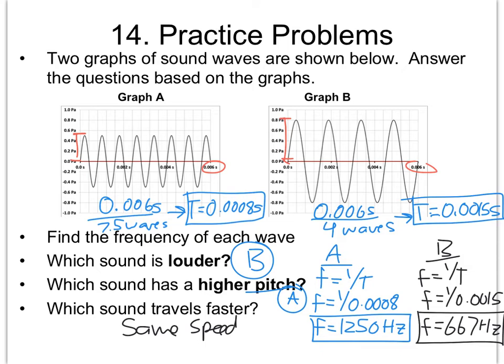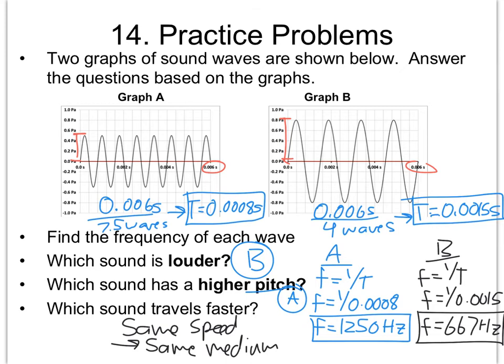We are assuming that these are played within the same space, and therefore they have the same medium, and they would travel at the same speed. The problem probably should indicate that, but we'll just make that assumption and say that they are in the same medium, and therefore they're traveling at the same speed, even though their amplitude and frequency differ.